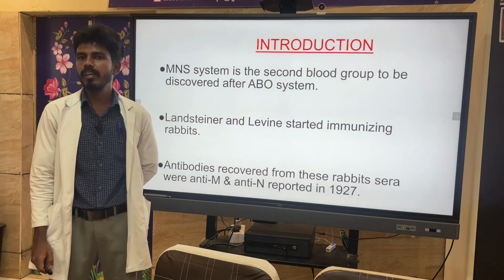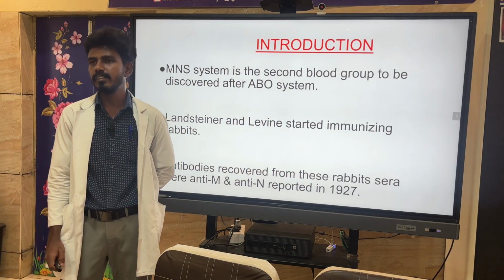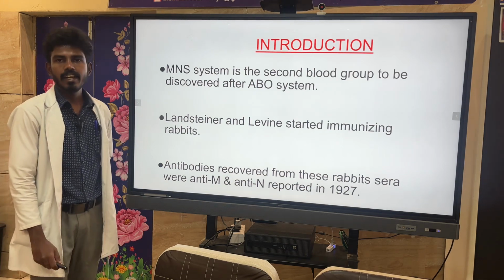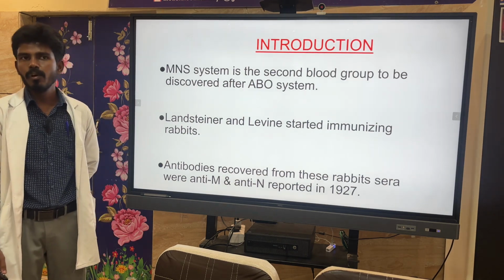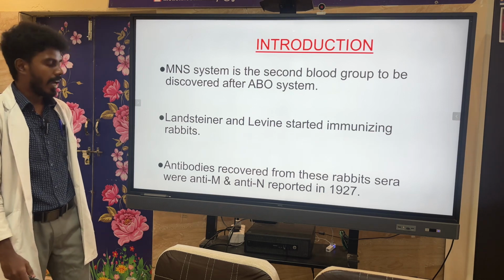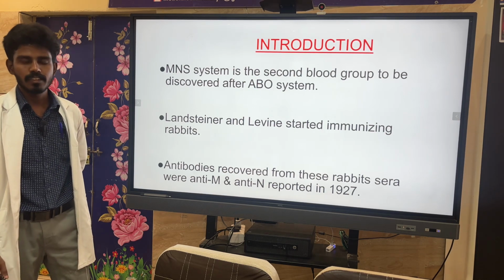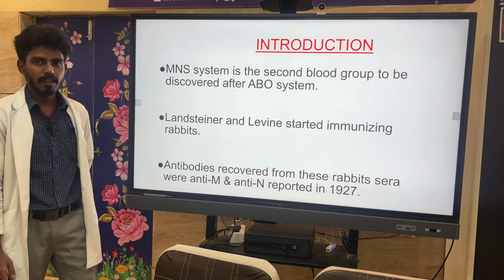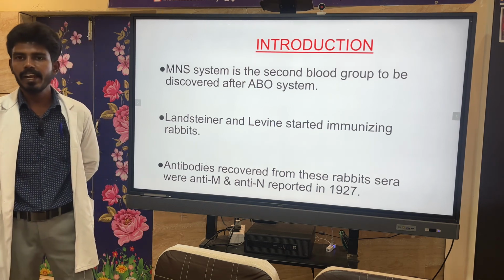MNS blood group system is the second blood group system. It was discovered after the ABO blood group system. Landsteiner and Levine started immunizing rabbits. During that immunization, antibodies were recovered from rabbit serum. They were named anti-M and anti-N, reported in 1927.